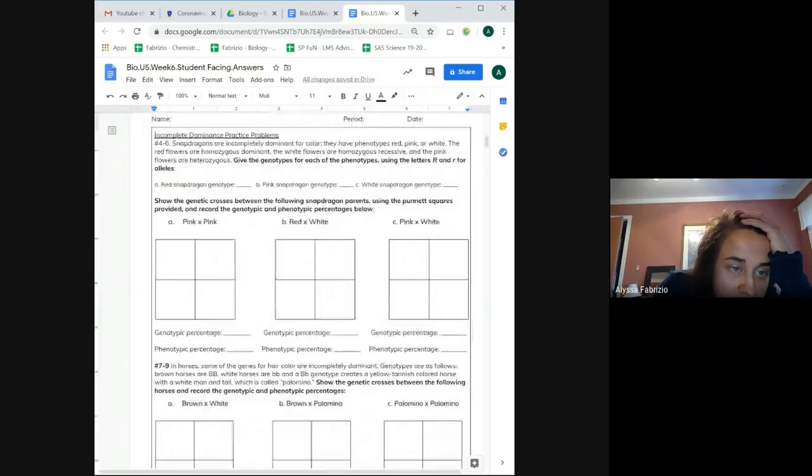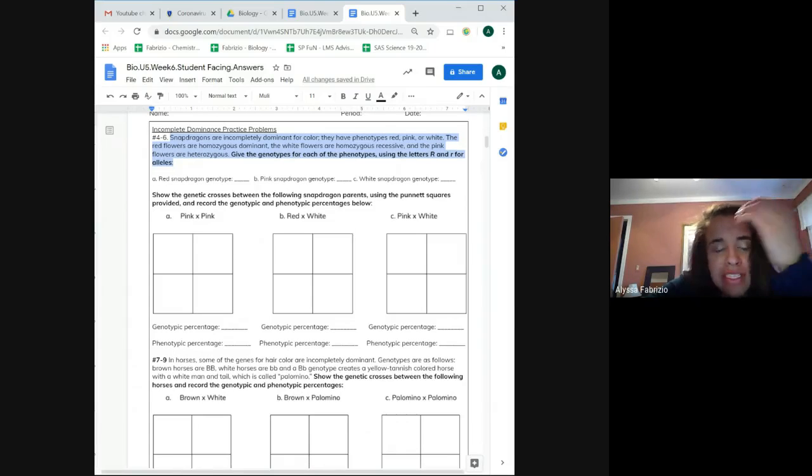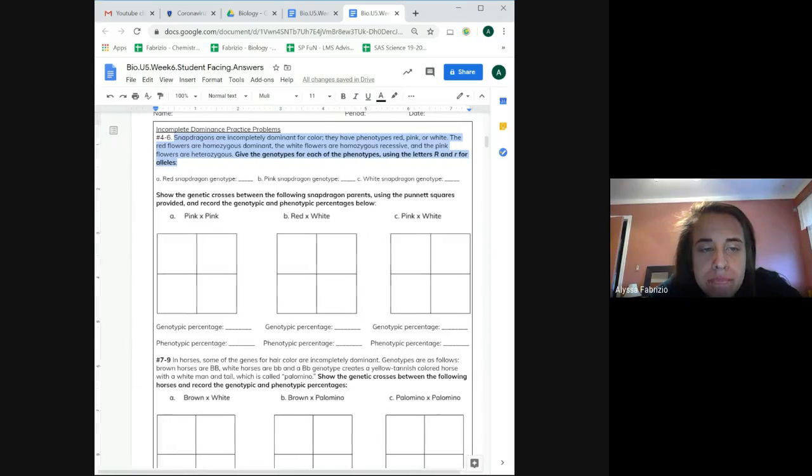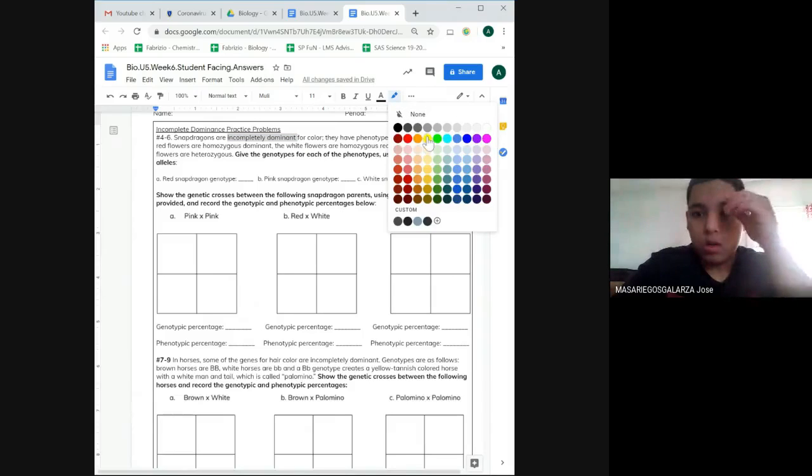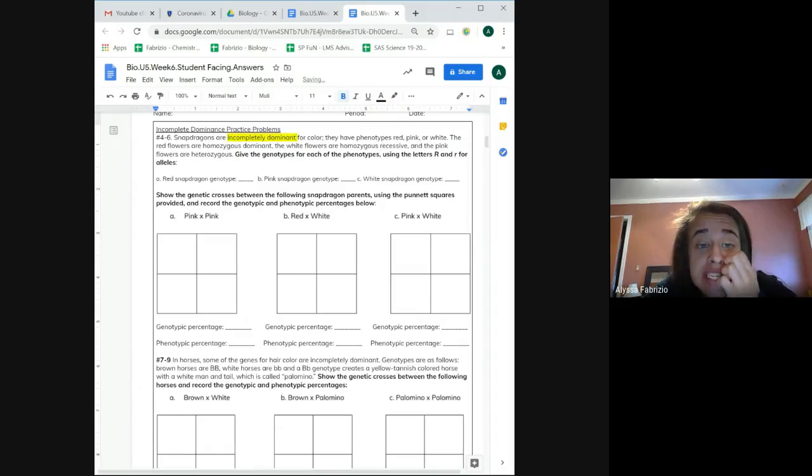Now we can move on to this part. A snapdragon is a type of flower. I have a picture in the PowerPoint if you're curious what those look like. You said you already watched the video though, yeah? So they are incompletely dominant. What does that mean? Does that mean they're blending together or that they're going to be stripes or spots? They're gonna be like completely one color. Okay, good. So they're blending together, right?